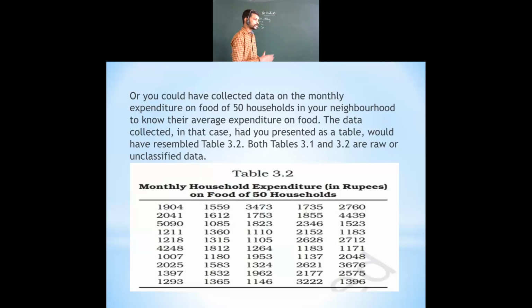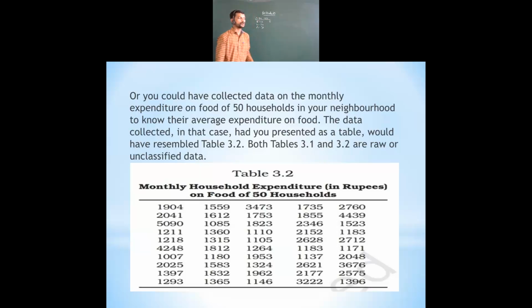The data collected in that case, you can present as a table. It has been presented in a table, table number 3.2. You can see here rows and rows. That is raw unclassified data. The first family you can see over here is spending 1,904 rupees. In the second family, you can see 1,559 rupees. That much expenditure they are doing.